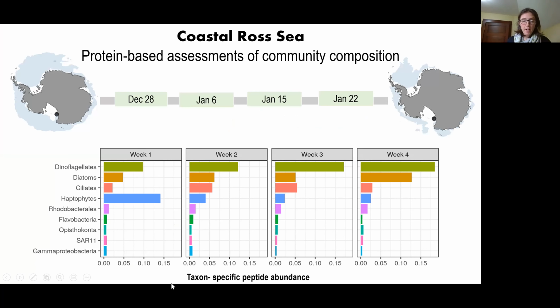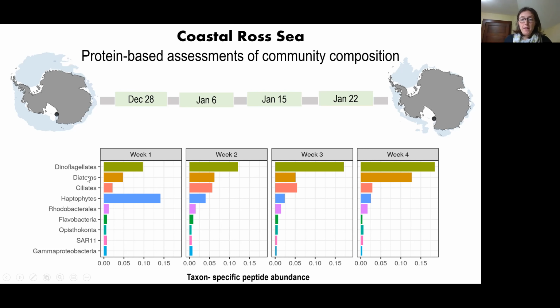So what I'm showing you here is a taxon-specific peptide abundance. What we did here to calculate this was to pool all of the peptides that were assigned to dinoflagellates to assess their abundance and sum them up, and that's what gives us this data here, where we can see that the abundance of dinoflagellates is pretty high in this system and is even potentially increasing a bit by week 4.